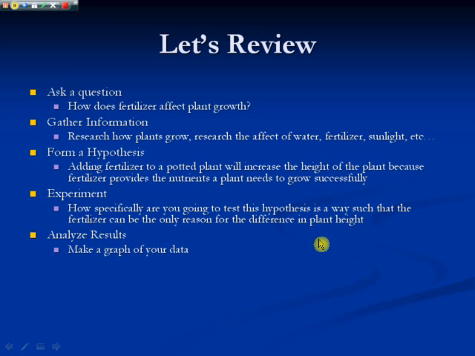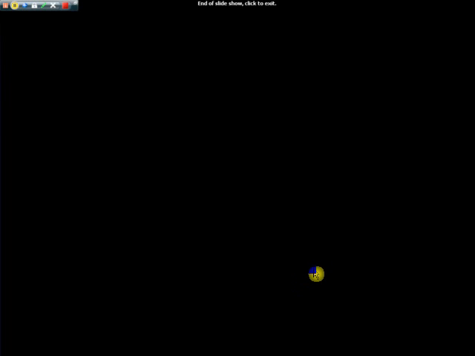And we're going to analyze the results, make a graph of our data. In this case, I would choose a line graph, one that showed the amount of fertilizer on the x-axis and then the height of the plants on the y-axis. I'm going to draw conclusions, and then I would communicate my results with a rerun.